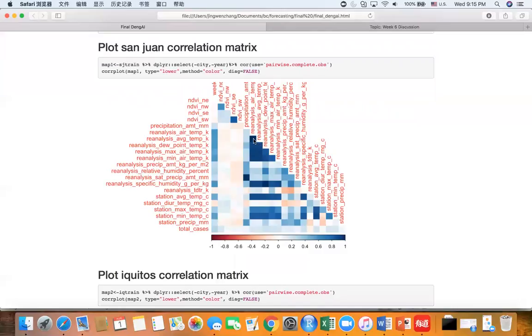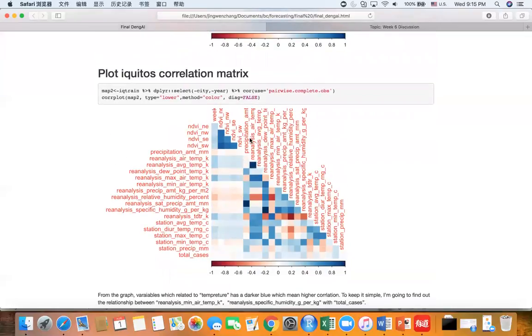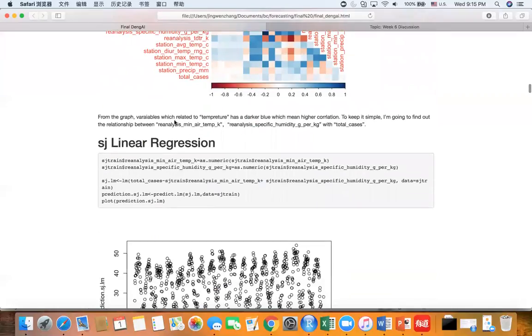The darker color here means it has a higher, stronger correlation. And this is for both cities, that's for San Juan and this is for Iquitos. I just picked two with the strongest correlations: reanalysis mean air temperature K, and reanalysis specific humidity, g per kg. One for temperature, one for humidity.